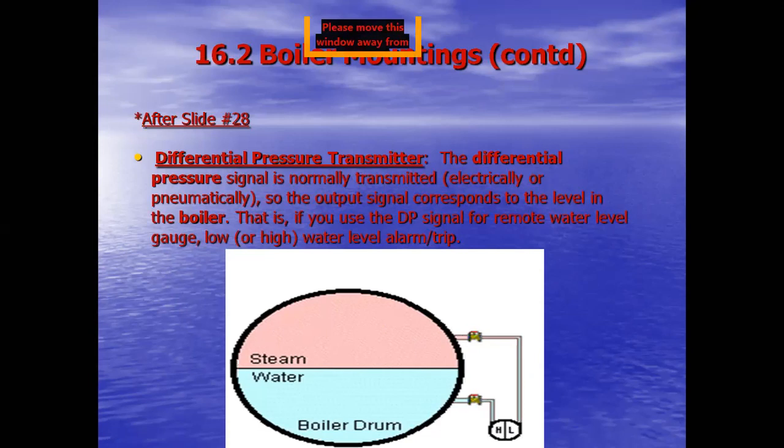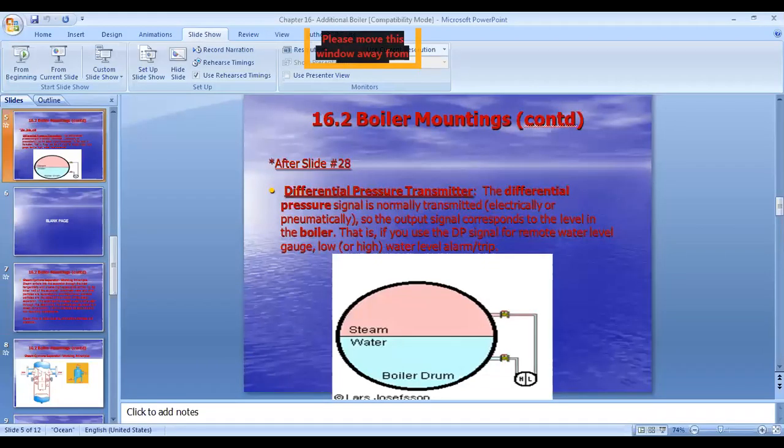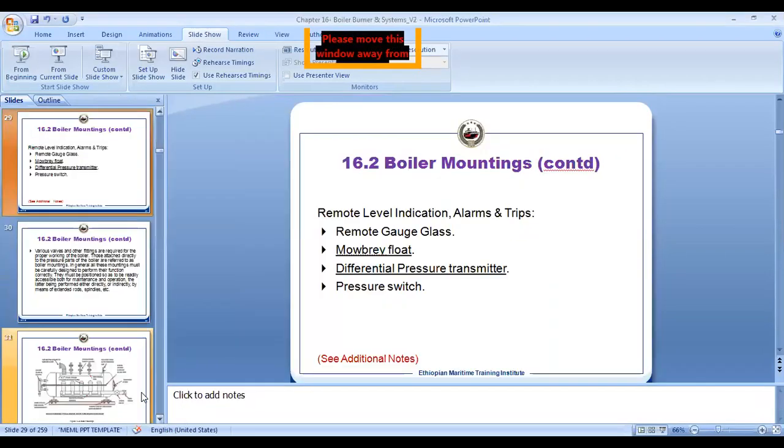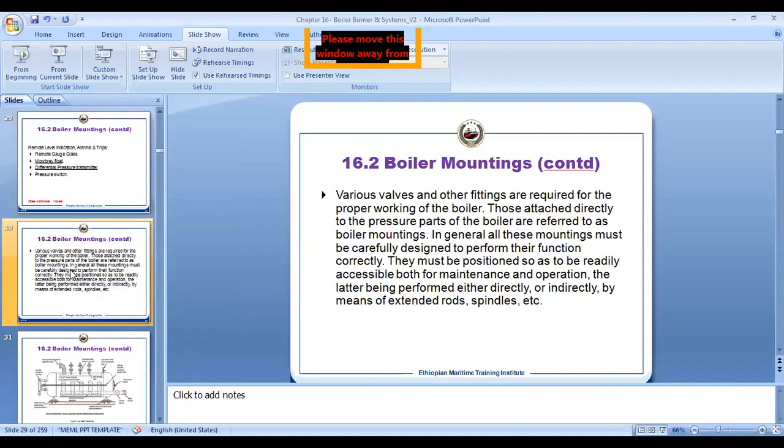That is, you can use the DP signal for remote water level gauge, high, low or low water level alarms and trips. So basically, you can use this for your alarms and trips, and also for remote sensing of the water level in the boiler in the ECR.